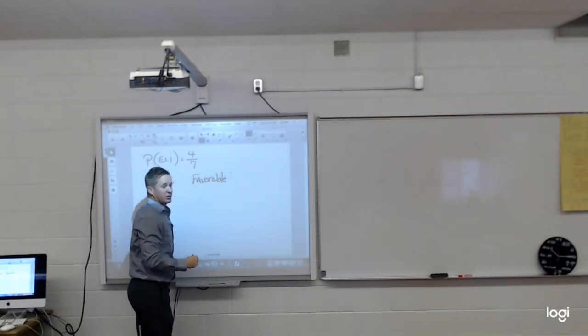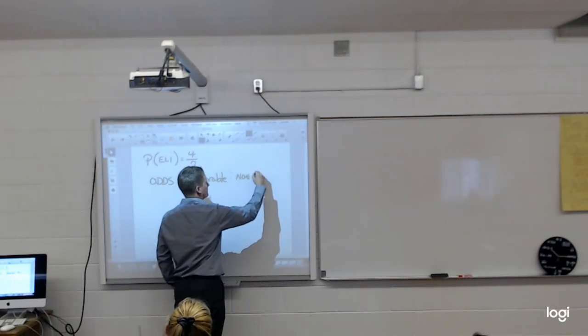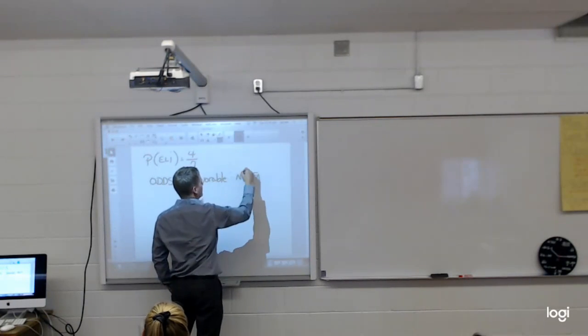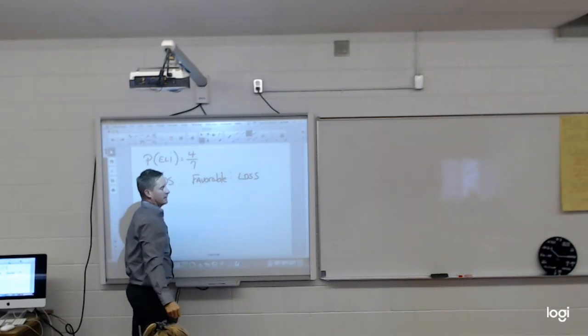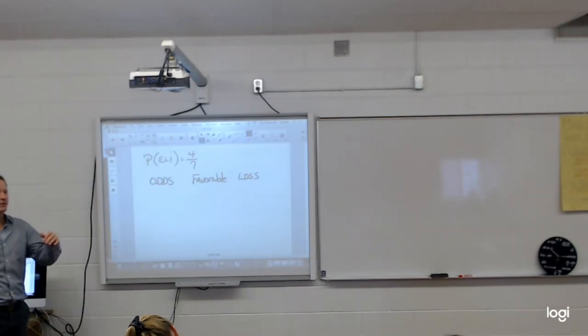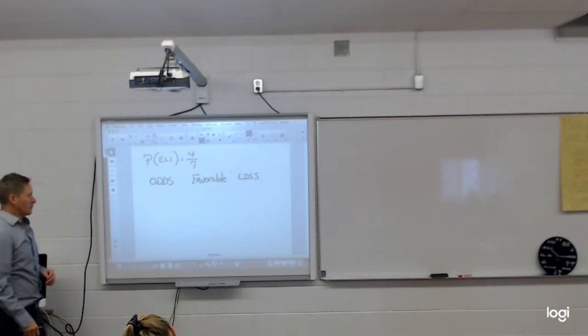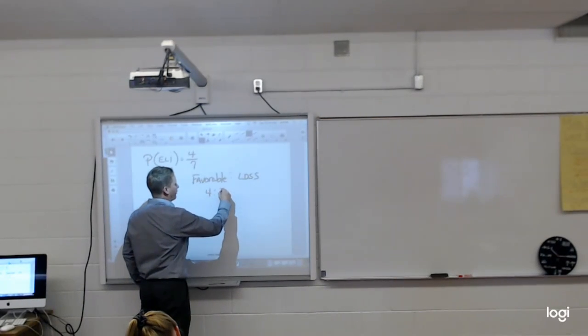I usually use a colon to non-favorable. Or we could actually put loss instead. Let's do it that way. So basically it's your win compared to your loss. So it's a ratio, that's right. So the ratio in this case is 4-3.